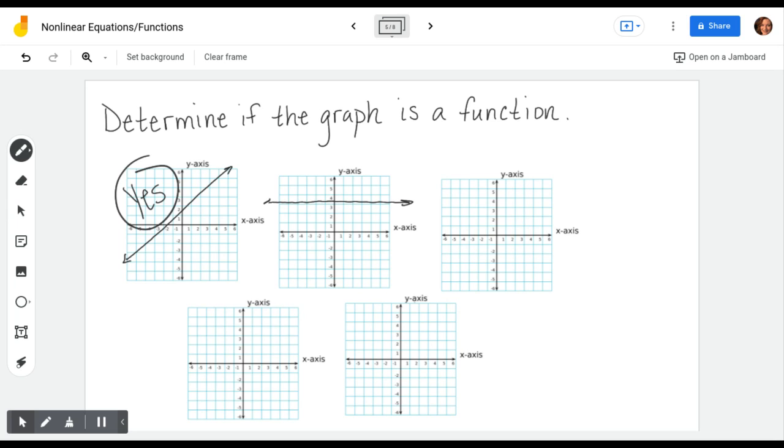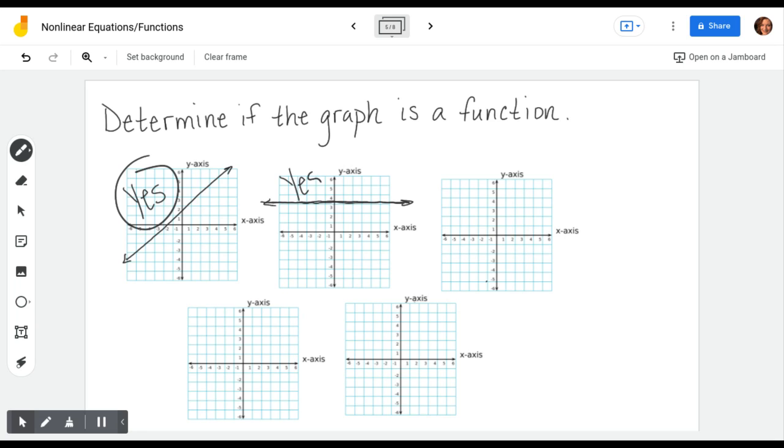So I've got this horizontal line. This would be y equals 3 because every y value is at 3. If you run a vertical line across here, it doesn't matter where on the graph you are, you're never going to hit that line in more than one point at a time. So this one is fine. This one is also a function.